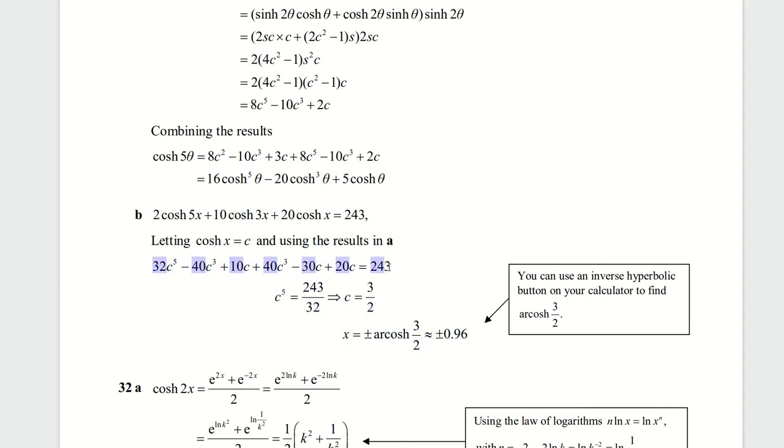I don't consider this last bit very interesting. I'll just quickly discuss it. You get that quintic polynomial after substituting in for cosh 5x and cosh 3x, our previous results in part A. Simplify it, you get a lovely simplification, and then you get cosh x is therefore 3 over 2. So to find x, we need to take the arcosh of it, and we get plus or minus 0.96. Remember, you do get the positive or negative of arcosh, even though it's not necessarily obvious from the ln result. Okay, I hope that was useful.